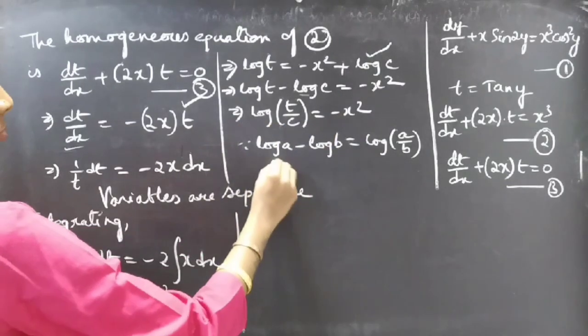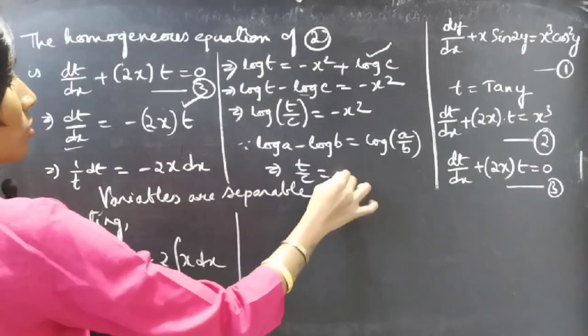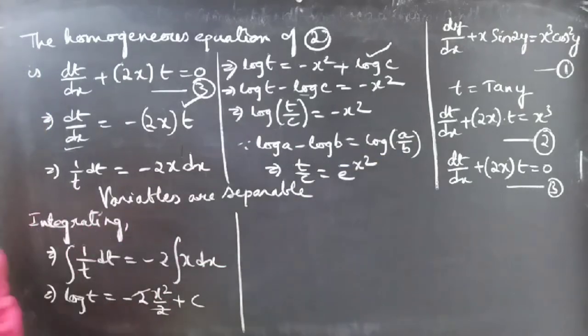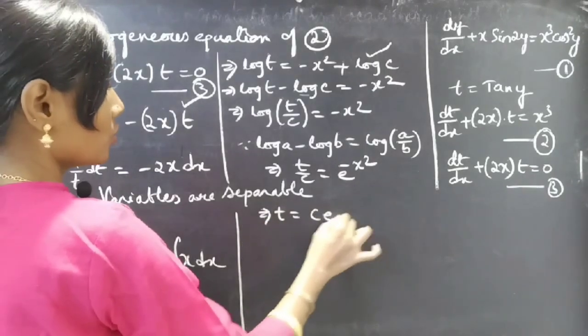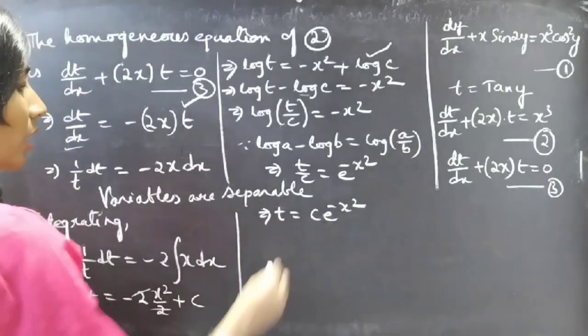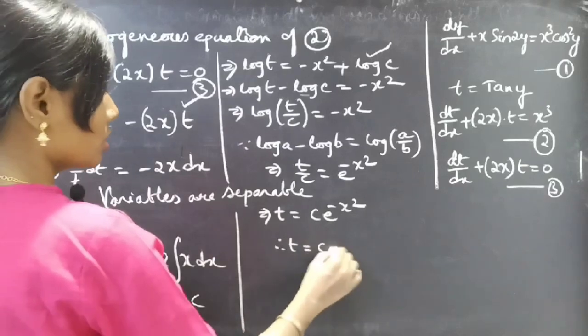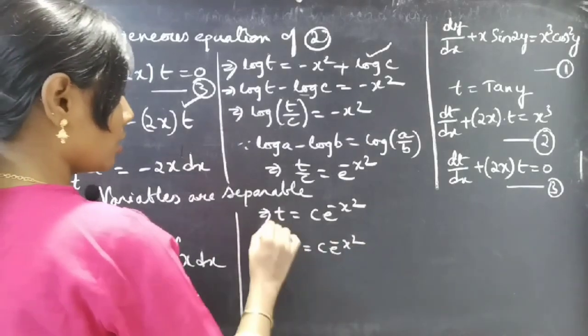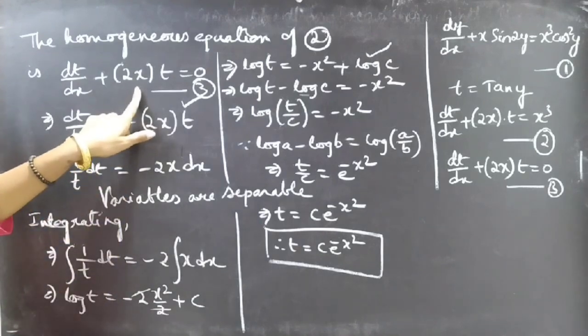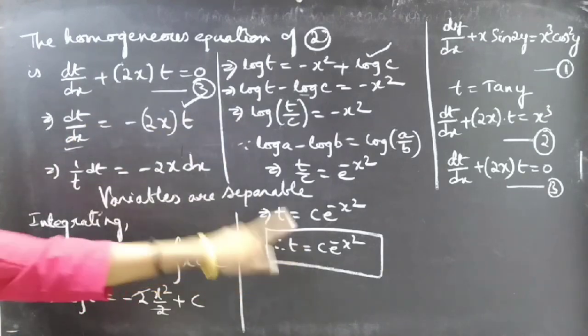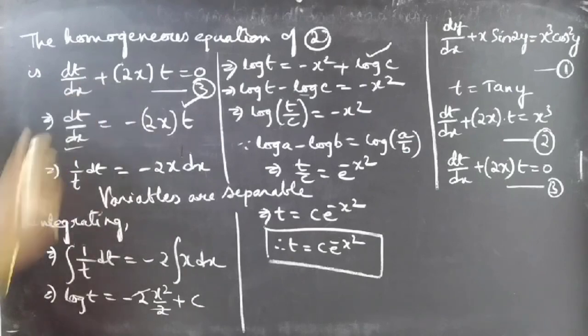Now this becomes t by c equals to e power minus x square. Then t equal to c into e power minus x square, right? Therefore t equal to c into e power minus x square is the solution of equation 3. Okay, t equals to c into e power minus x square is the solution to equation 3.